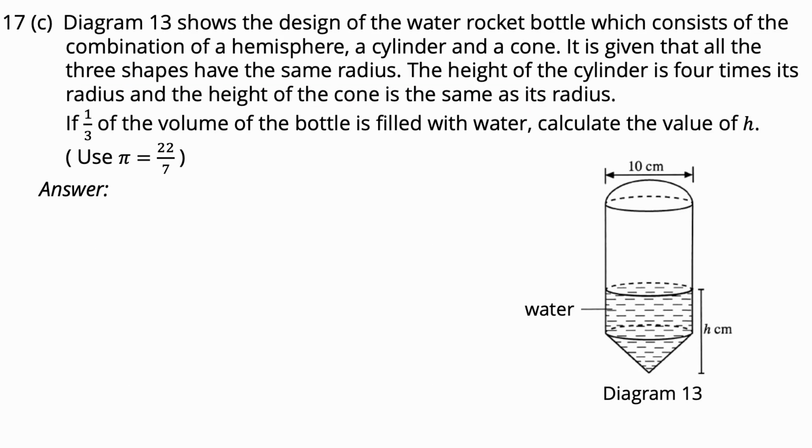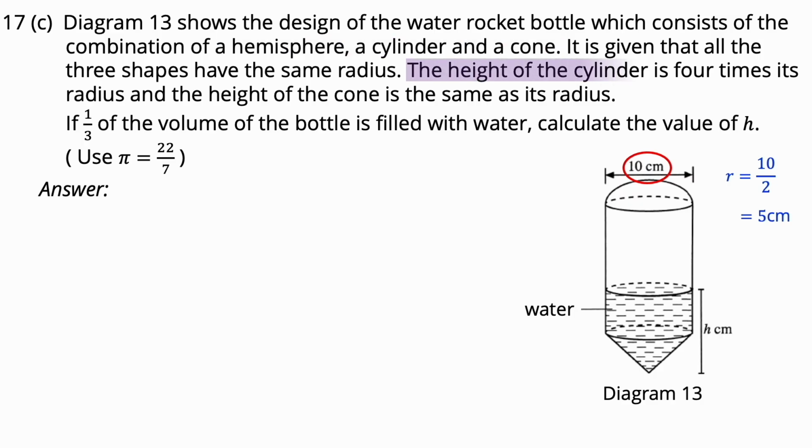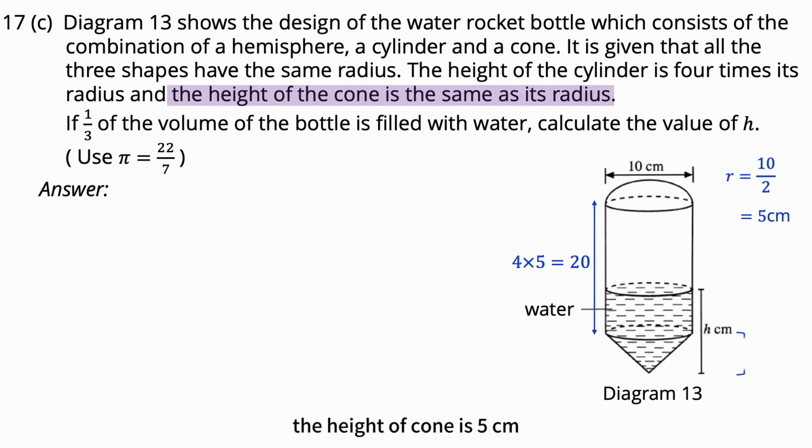17. C. The water rocket is made of 3 parts: a hemisphere, a cylinder, and a cone. The given diameter of the rocket is 10 centimeters. Thus, the radius is half of its diameter: 10 divided by 2 equals 5 centimeters. All 3 parts have the same radius. The height of the cylinder is 4 times its radius: 4 times 5 equals 20. The height of the cone is the same as its radius, 5 centimeters. And the partial cylinder has height h minus 5.